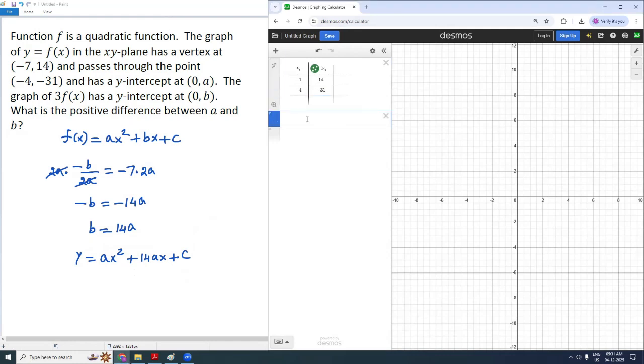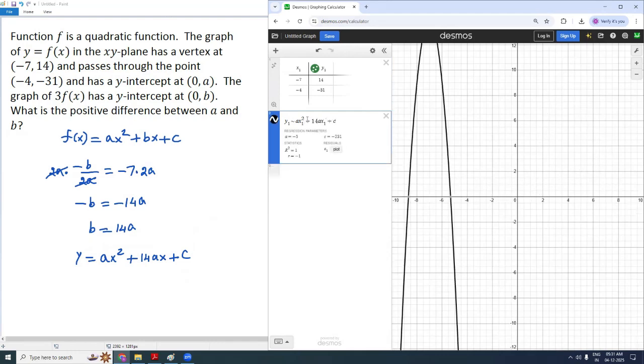Okay, now let me take this equation in Desmos, that is y1, then tilde sign, a times x1 square plus 14a times x1 plus c. Here I got the values of the constants a and c. a equals -5 and c equals -231. Now y equals, for a we can plug in -5, then we get -5x square. When I plug in -5 for a over here, we have the product 14 and -5. So when I multiply 14 and -5, I am getting -70, that is -70x.